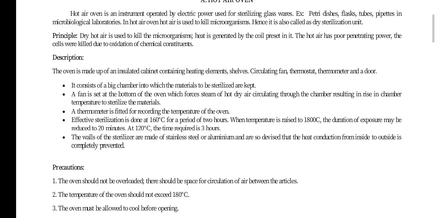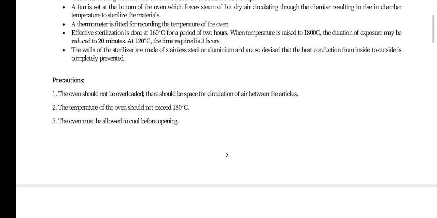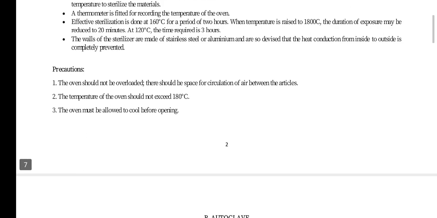The walls of the sterilizer are made of stainless steel or aluminum and are so devised that the heat conduction from inside to outside is completely prevented. And the precaution is the oven should not be overloaded. There should be space for circulation of air between the articles, and the temperature of the oven should not exceed 180 degrees centigrade, and the oven must be allowed to cool before opening.